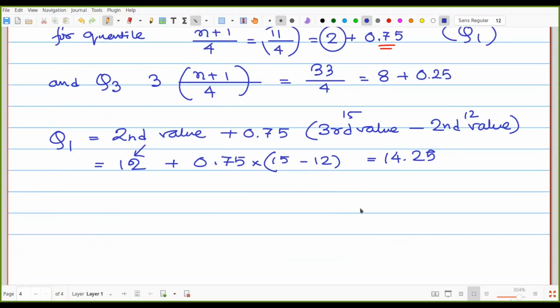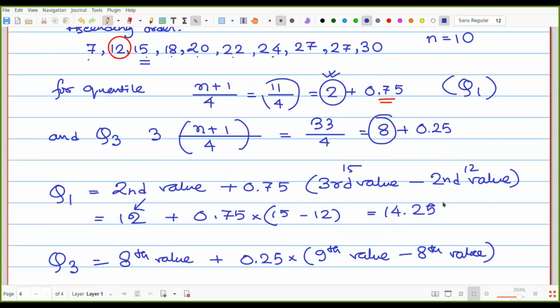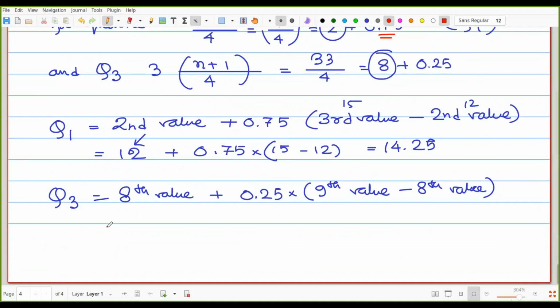Then what is the third value? That means the quartile 3. Now look at the quartile 3, that is 8 plus 0.25. So that is the 8th value plus 0.25 into the next value, the 9th value minus the 8th value. So let's check the 8th value and 9th value. So 10, 9, 8. That is our 8th value and that is our 9th value. So the result is 27 plus 0.25 into 27 minus 27, that is 27.